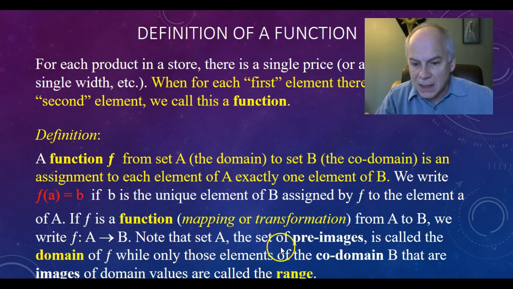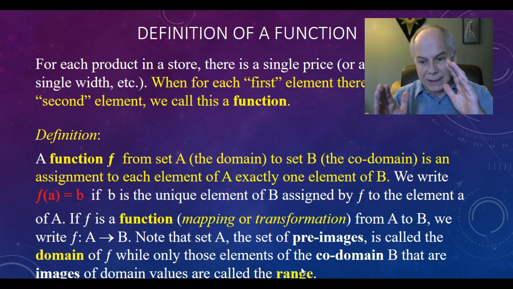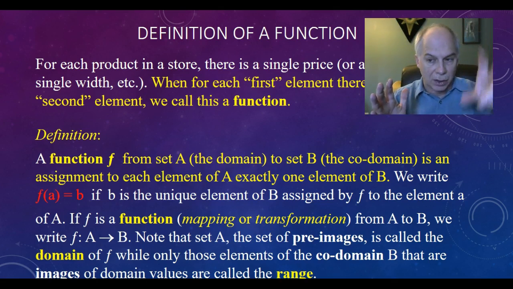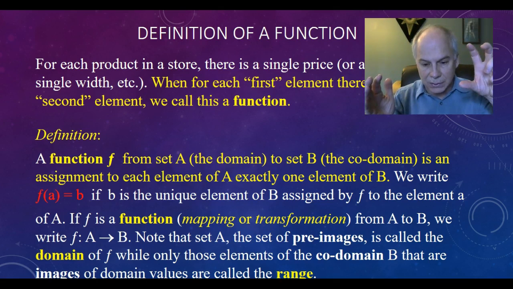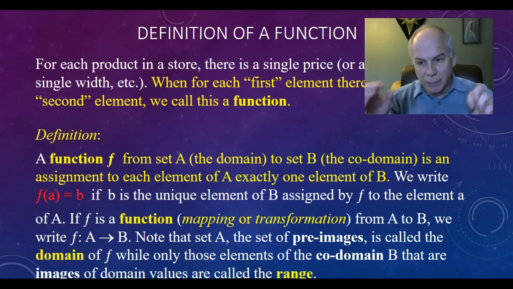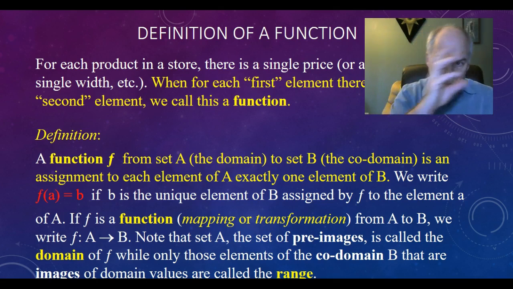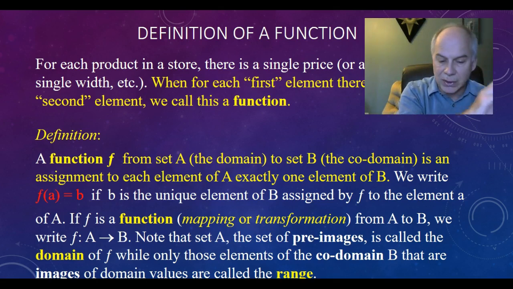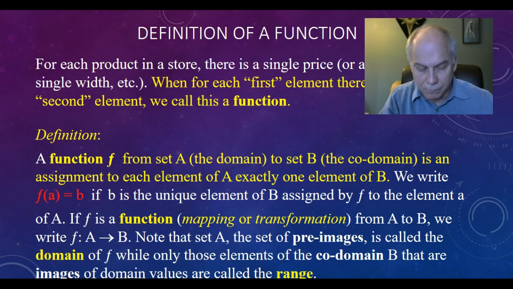Note that set A, the set of pre-images, is called the domain of f, while only those elements of the codomain B that are images of domain values are called the range. So the codomain is larger, but only those images that have pre-images are called the range. All right.